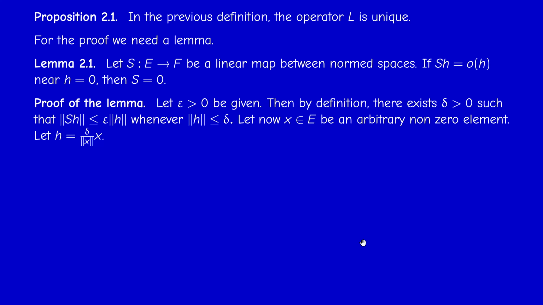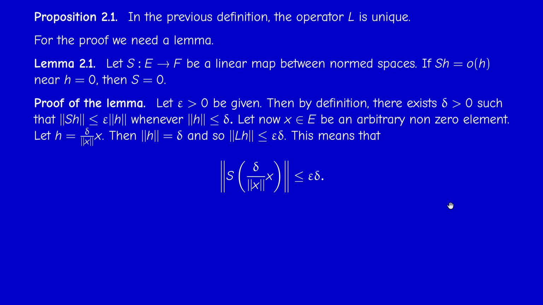Okay, and now take an arbitrary element x in E, which is non-zero, and consider H to be delta over norm of X times X, so it's a multiple of the vector X. Then the norm of H is precisely delta, so it's less or equal than delta, and therefore, according to this condition, S of H is less than epsilon norm of H, which is delta. Okay, if you go back to the definition, yeah, this should be S, not L. So S of delta over norm of X times X is less than epsilon delta.